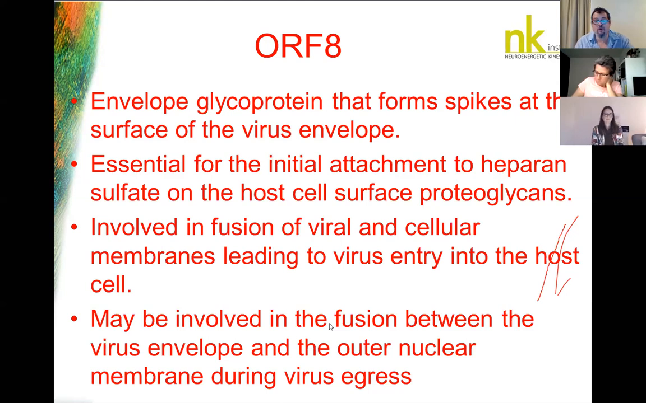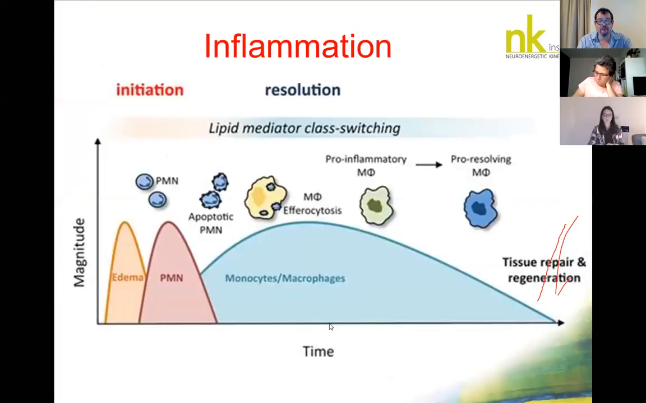So let's look at what happens in the human immune response. And the first thing we need to look at is inflammation, because this is what is creating a lot of the symptoms of people that have the COVID-19 disease.